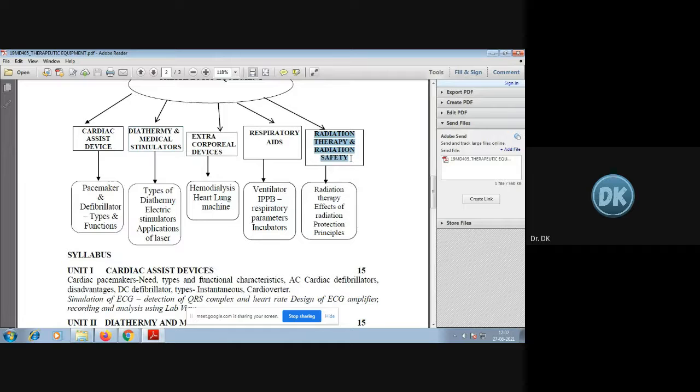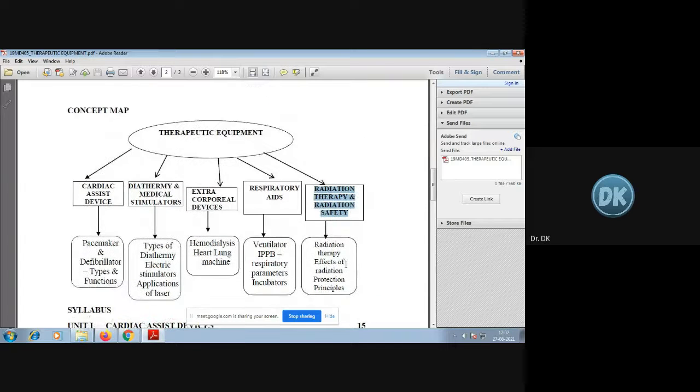And the last unit is about radiation therapy and radiation safety. Radiation therapy's main clinical application is cancer treatment. Here we'll study the different techniques which are used, how we are going to measure the radiation, and the different principles that we have to follow. Because when you give radiation to the body, it should not affect the other parts, right? You are just going to cure the cancer. We'll be studying all these things in your fifth unit. Okay, so these are the five units.